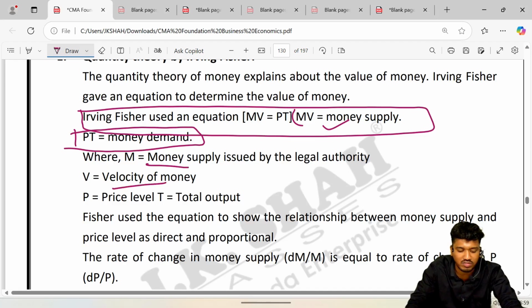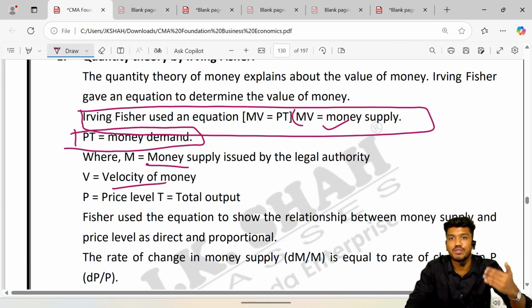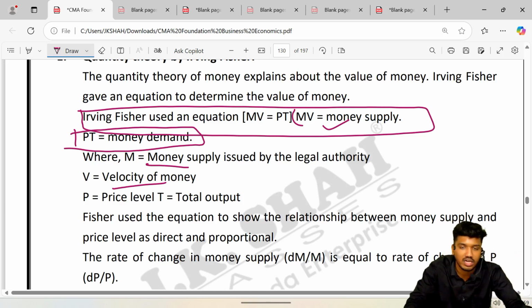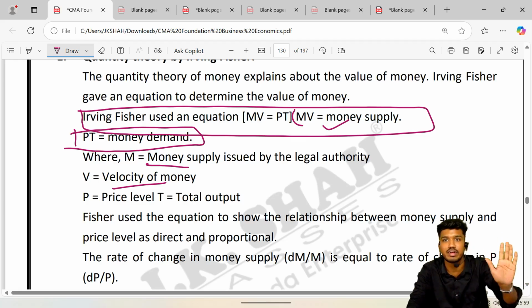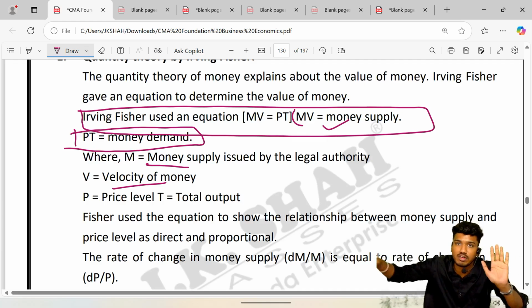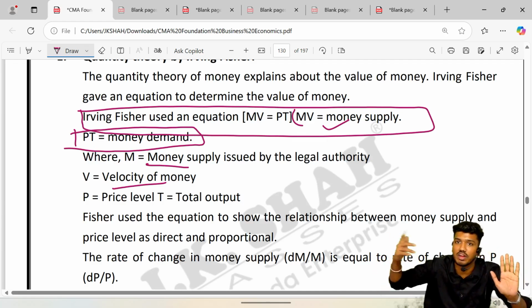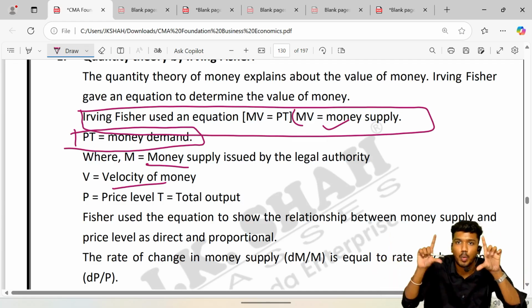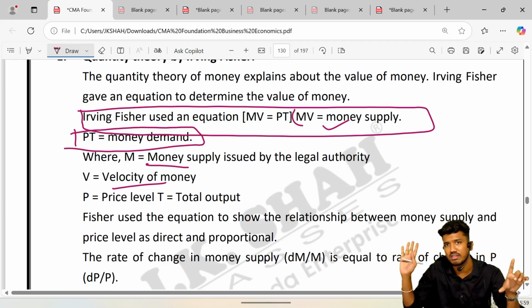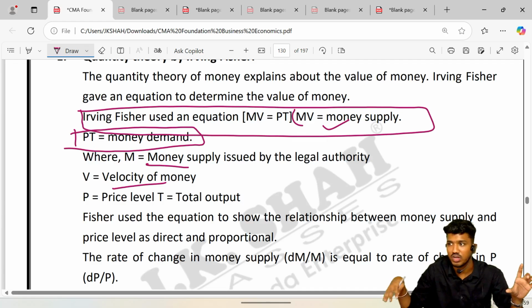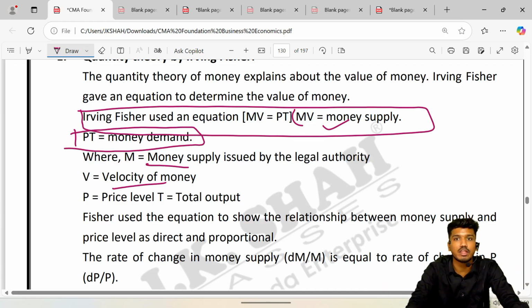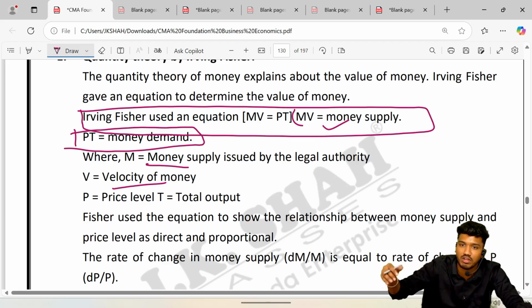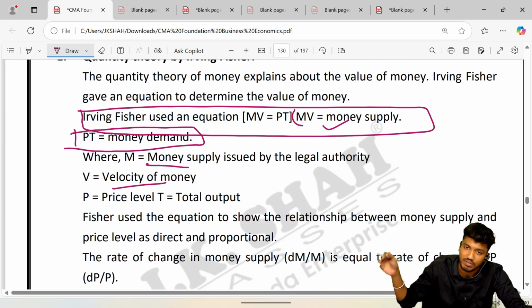Velocity of money refers to how many times the money is changing hands. The number of times money is changing hands is called the velocity of money. Example, a rupees 100 note is being circulated and used in transactions 5 times. Velocity of money will be 5. If a rupees 1000 note is changing hands 10 times, velocity of money will be 10.